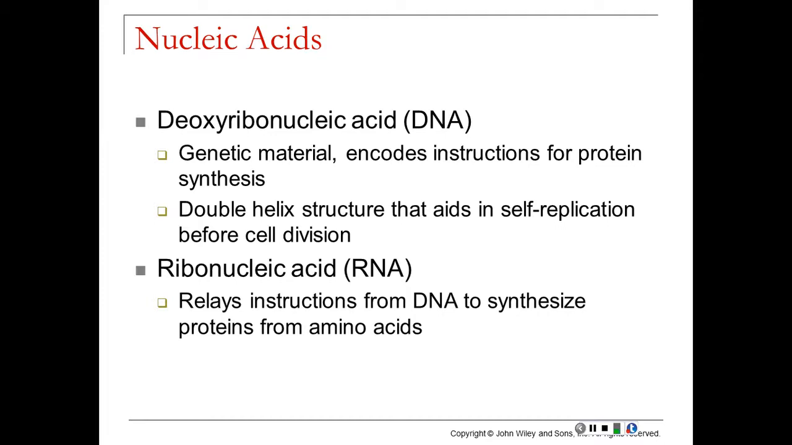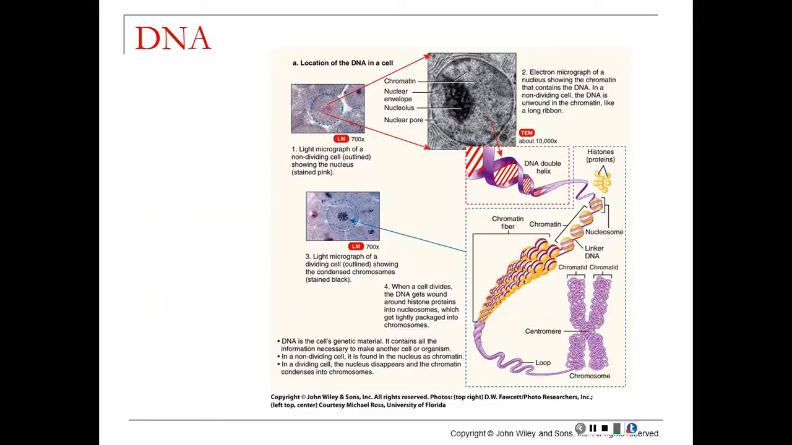It's a double helix molecule which is self-replicating. In other words, it can replicate itself before the cell divides so that each new cell has its own copy of DNA inside of it. Ribonucleic acid, or RNA, is kind of like a little messenger or helper for the larger DNA molecule. We'll look at the functions of these more specifically later.